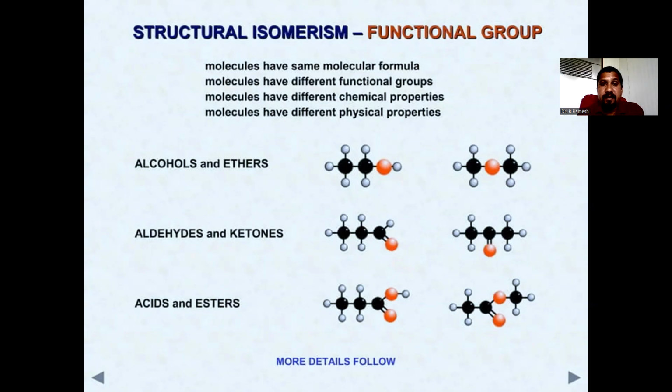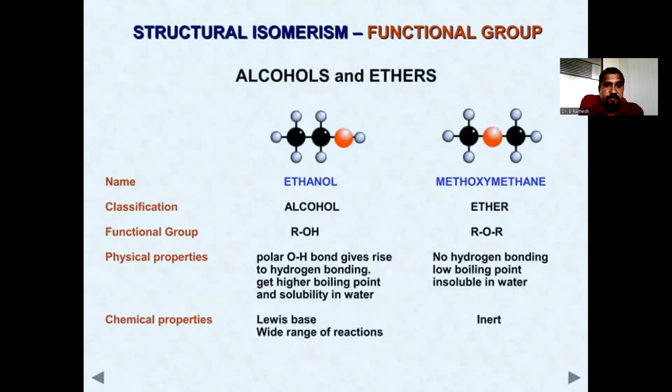For example, here I have taken propanaldehyde and propanone. The molecular formula of both is the same, but structure-wise, physical property-wise and chemical property-wise, they are different. Next, acids and esters. For any acid and ester with the same number of carbons, the compounds have different functional groups, different chemical properties, and different physical properties.